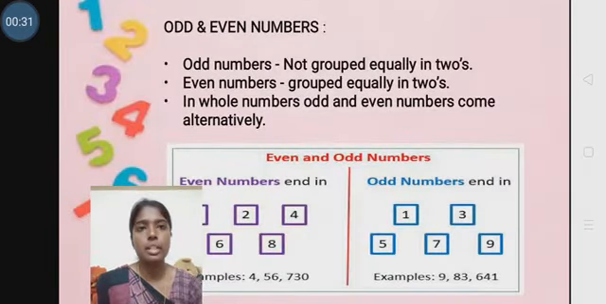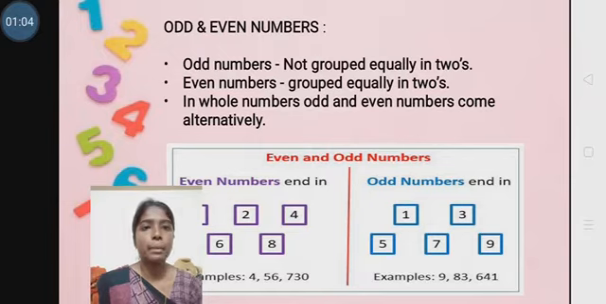First, we are going to see about odd and even numbers. Odd numbers are not grouped equally in twos. An odd number will not contain the number 2 or the multiples of 2. Even numbers are grouped equally in twos. An even number contains the number 2 and the multiples of 2. In whole numbers, odd and even numbers come alternatively, and the whole numbers start from 0 and go on to infinity.